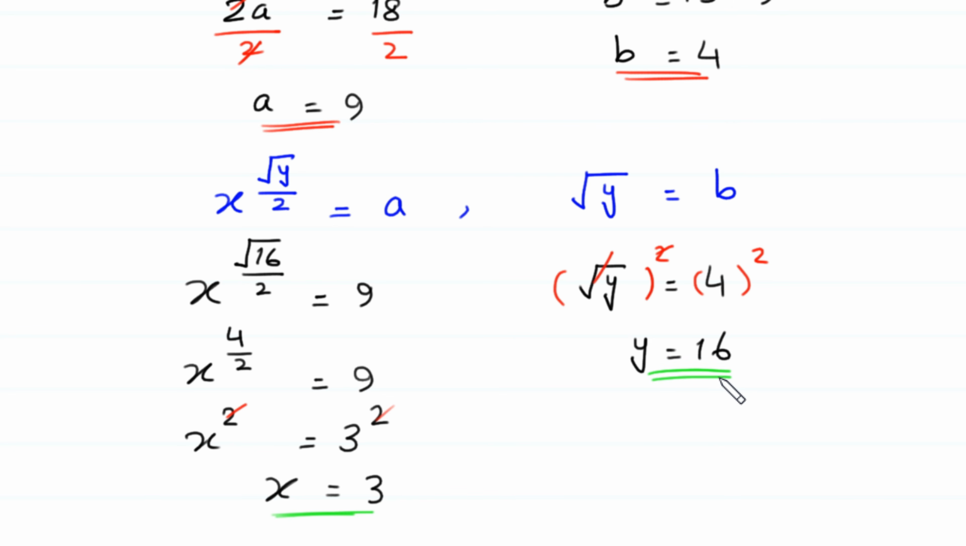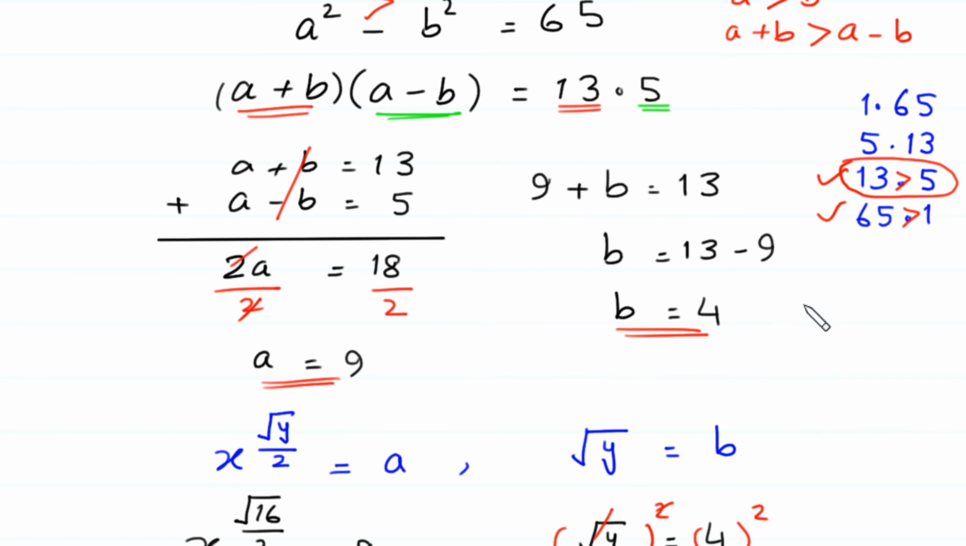Now we solve the second case, that is 65 times 1. Now we write a plus b times a minus b equal to this 65 times 1.